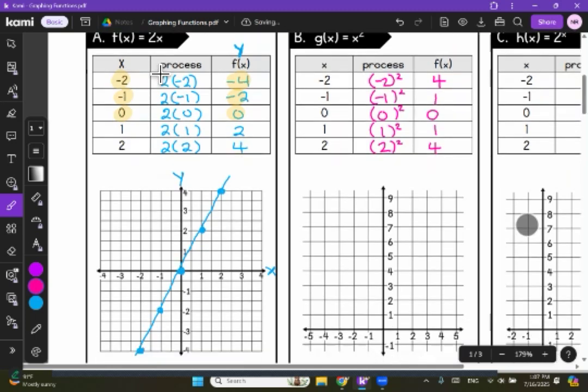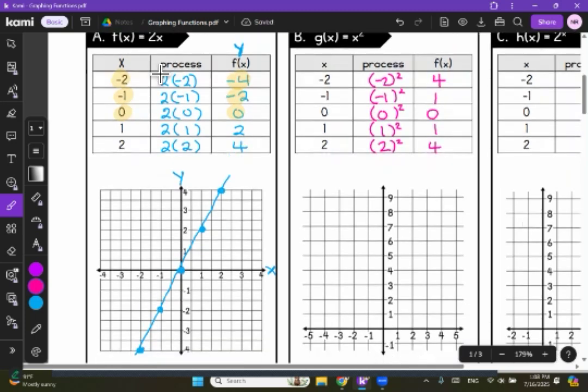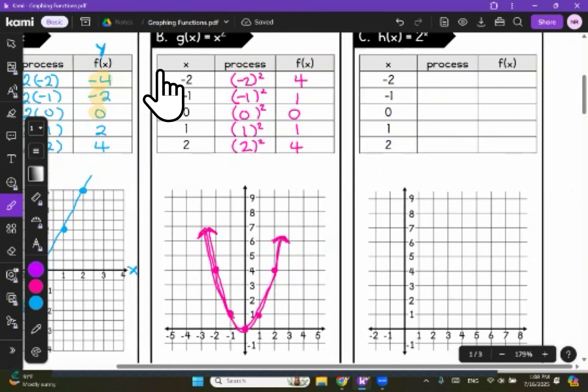How does this affect our function when we raise it to the second power? Let's see. -2, 4. -1, 1. 0, 0. 1, 1. And 2, 4. Now it kind of turned it into some kind of U shape. And this is one of the ones that we're going to see until the next semester. It is called a quadratic function also, and the shape is called a parabola.